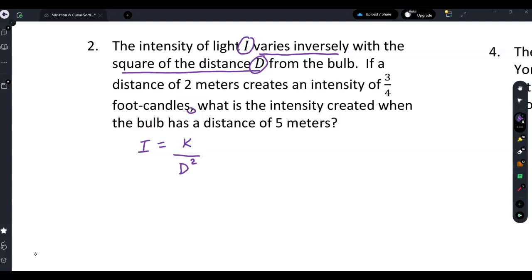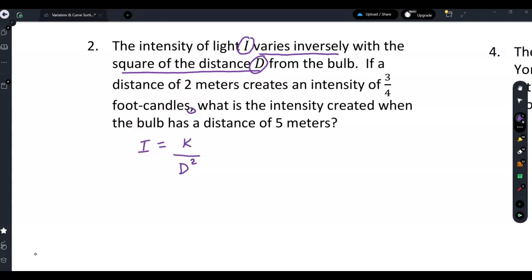If you really want to know what a foot candle is, it has to do with how many feet away you can still see the light of a candle. It's kind of an old-fashioned term that we still use today, kind of like horsepower, which originally meant how many horses it takes to go a certain distance in a certain amount of time. So don't worry about what it is, you're just going to use it. We're just going to plug in some numbers here. It says if a distance of 2 meters creates an intensity of 3/4 foot candles.